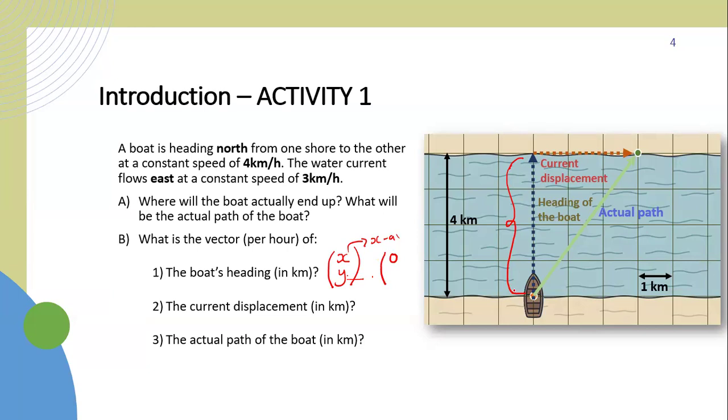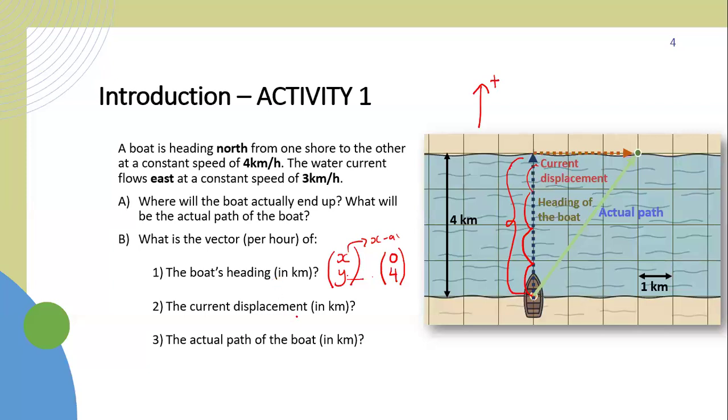Then along the y-axis, it is moving up. This is 1 step. These are 2, 3, and 4. But which direction is it taking? It is going upwards. So we say that upwards will always be positive. So here I'll have positive, and this will be 4. So that will be our vector for the boat heading.